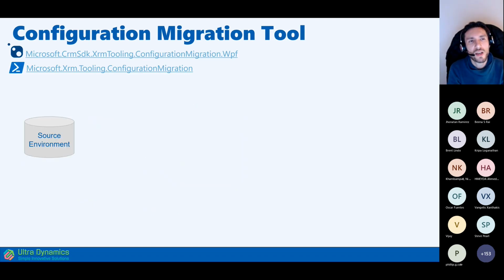So one of the first tools that I'm going to talk about today is the configuration migration tool. This is a tool that is provided as part of the Power Platform, and it allows you to move data across different environments. You can get that tool using a NuGet library. This is the full name of the tool. You can download it using that mechanism. There is also a PowerShell module that allows you to automate some of the actions. So you've got the option to use an app, and you've got the option to write some scripts as well that can automate some of these processes.